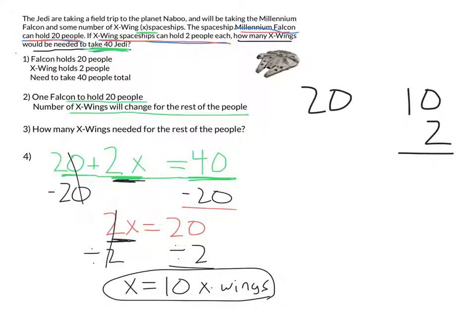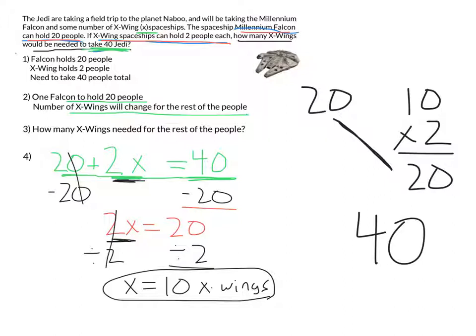for a total of 10 times 2, which is 20. Then we have the 20 and the 20 giving us a total of 40 people, 40 Jedi. That checks out with what our goal was, 40 Jedi. So we know our solution is correct.